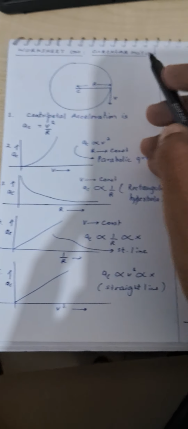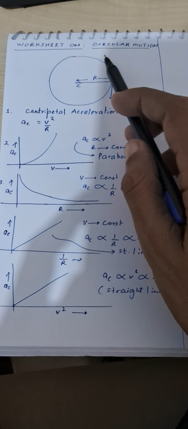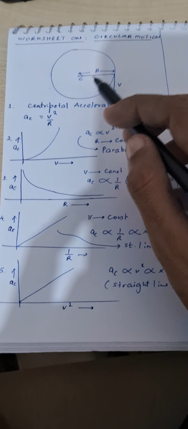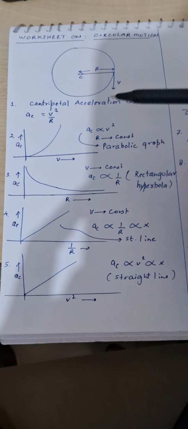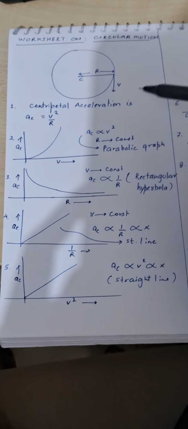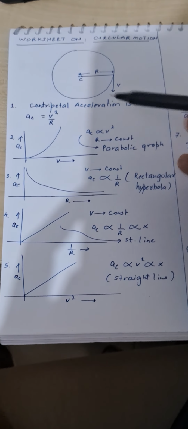Let's discuss some worksheets on circular motion. So let's start. Suppose there is a circle having center C, radius R, and a particle is moving along its periphery with a speed v. The first question is centripetal acceleration, magnitude only. That is equal to v square by r.